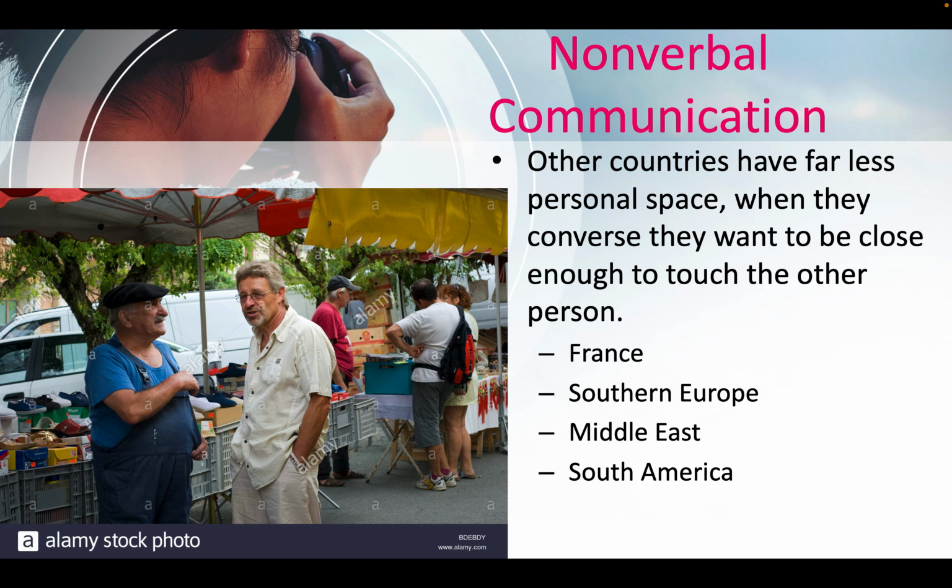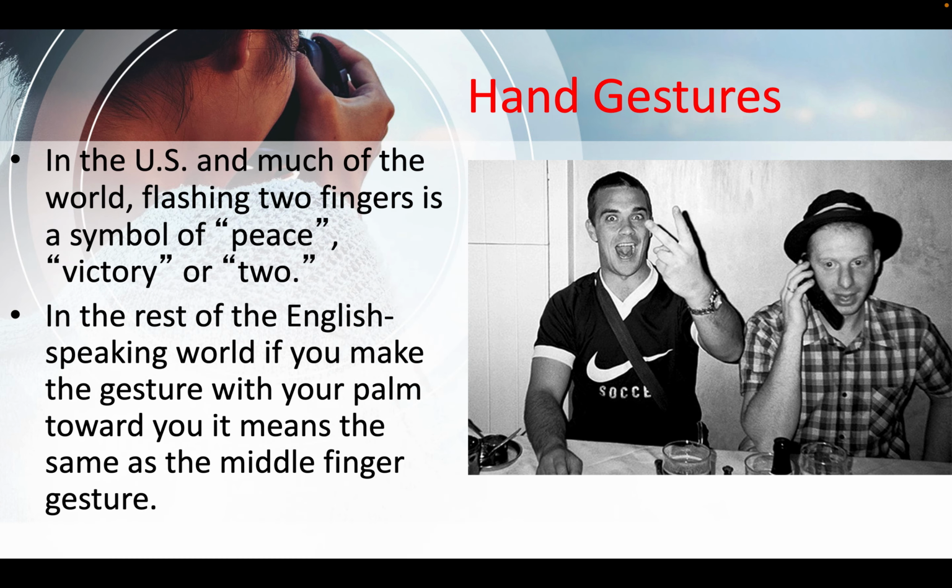Other countries have far less personal space when they converse. They want to be close enough to touch the other person. This happens in France, Southern Europe, Middle East, and South America. It's interesting. You go to France, and these people are right in each other's faces, and they're tapping each other the whole time. They're touching each other when they talk.